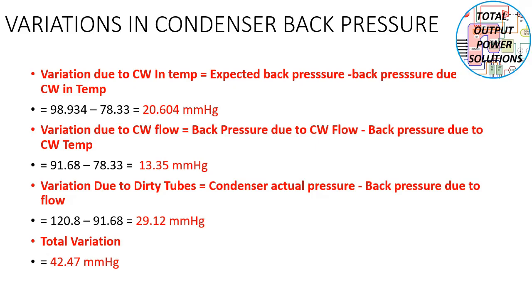So here we have calculated the variation due to CW flow as well as the variation due to dirty tubes. This is important: the variation due to dirty tubes is around 29.12 millimeters of Hg, or around 30 millimeters, which can be corrected by means of condenser tube cleaning.